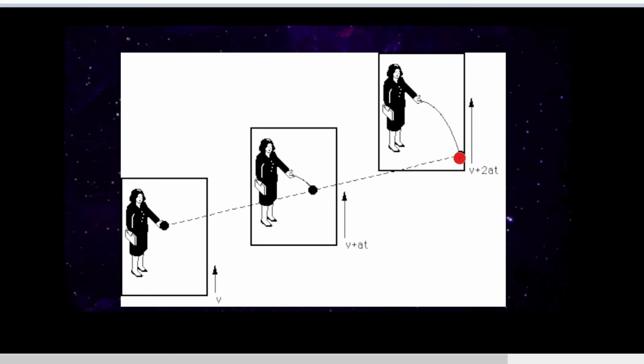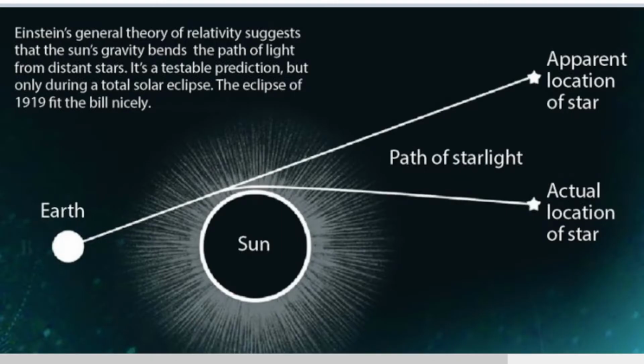Now, of course, Einstein could have been wrong about this, but in fact, this was shown to be true during a solar eclipse event. It's definitely very interesting. So let's take a look at that, guys.